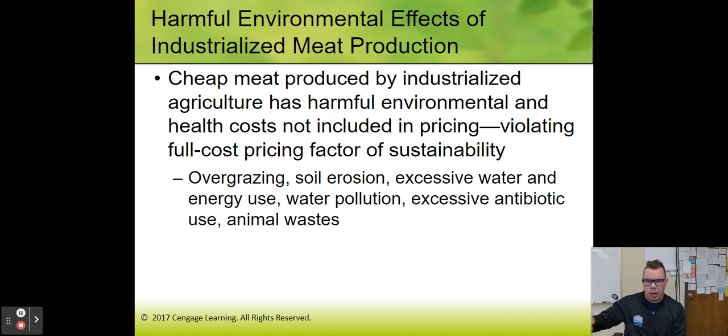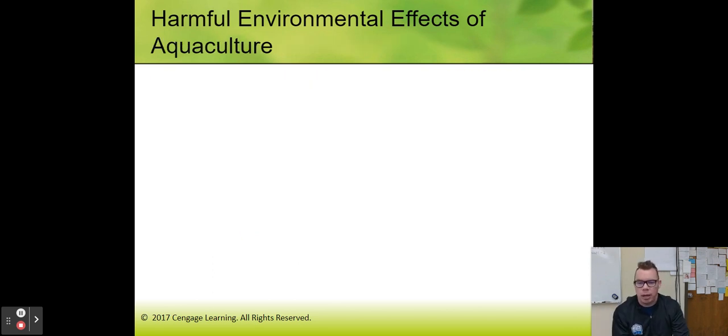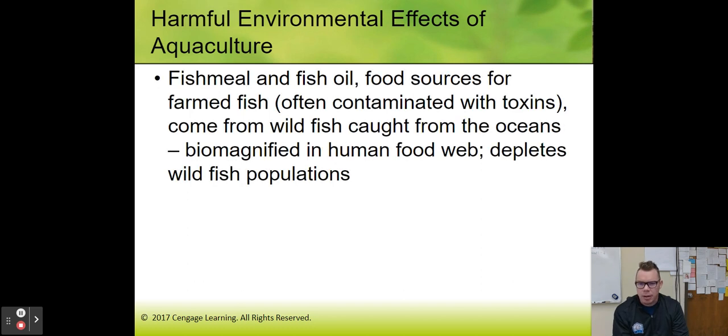All the fertilizers and all the pesticides, that was making the Mississippi River so nasty. Excessive antibiotic use, animal waste, all that stuff. We've talked about a lot of that. All right. Fish meal and fish oil. Those are the food sources for farm fish. They're often contaminated with toxins. Those come from wild fish caught from the oceans. And then we get all those toxins, they get biomagnified in the human food web, and then it depletes the fish populations. Whole bunch of bad there.